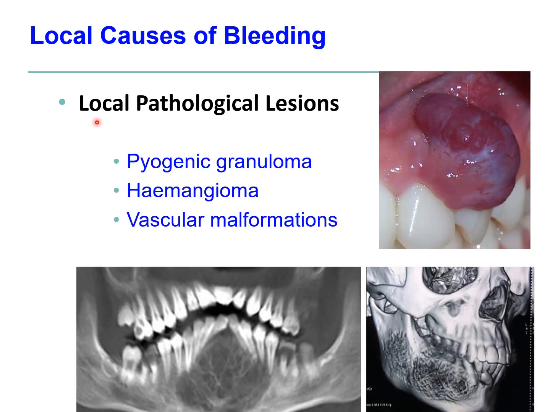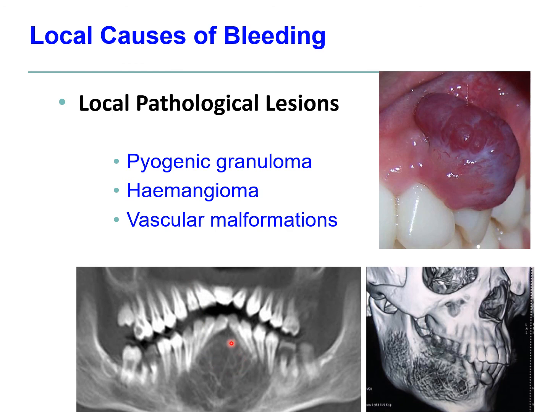Bleeding may also be related to local pathological lesions in the oral cavity, including both soft tissues and bone. The commonest one you're going to see would be a pyogenic granuloma, which is a reactive lesion involving the gingivae. It can also be seen in pregnant ladies, where it's referred to as a pregnancy tumor, and it has a strong tendency to bleed with minimal manipulation. Hemangiomas are vascular malformations involving the soft tissues, usually seen on the lips or the cheeks, and obviously you're not going to deal with those.